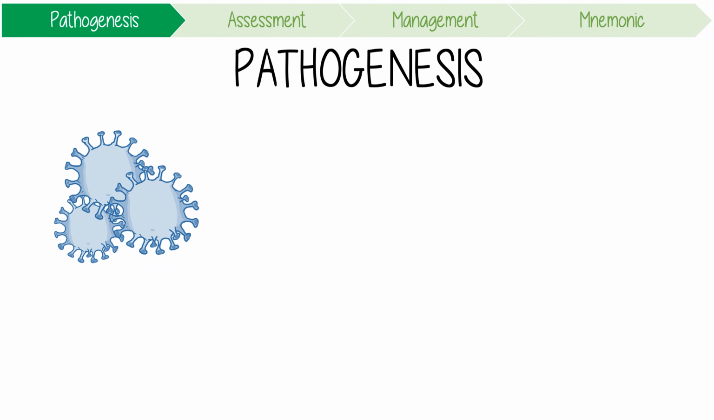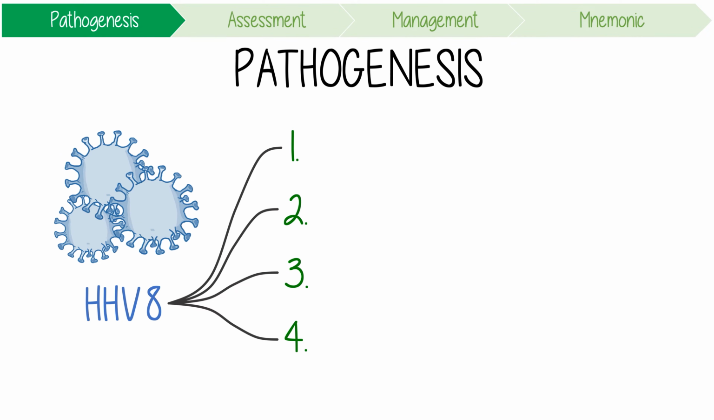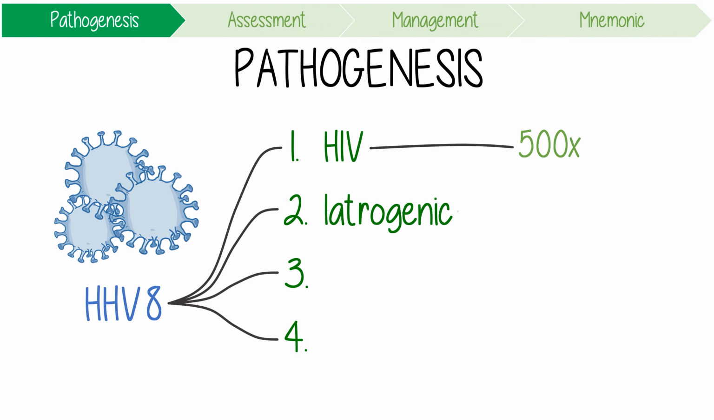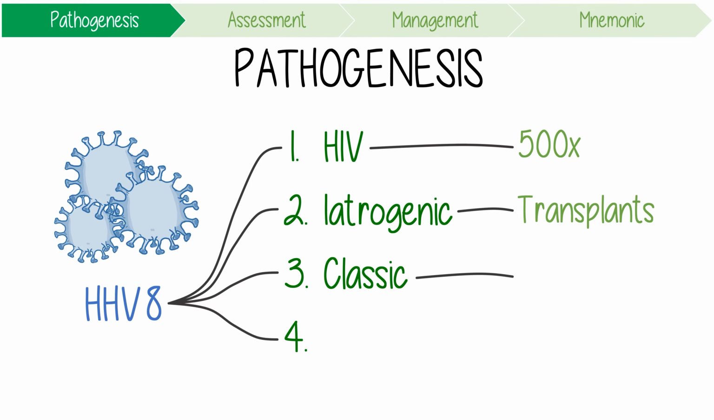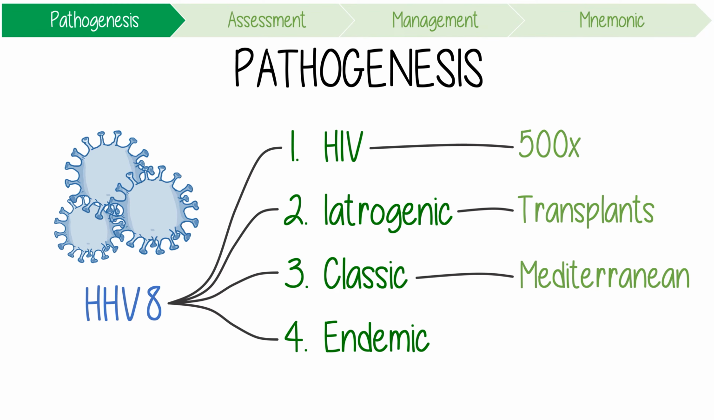Although KS is always caused by human herpes virus 8, there are actually 4 main clinical forms of this disease. Firstly, HIV-associated Kaposi sarcoma. Unfortunately, people infected with HIV are approximately 500 times more likely to have the disease. There's also an iatrogenic version as a result of drug treatment causing immunosuppression, often associated with transplants. A classic type, which is rare and indolent, typically affecting men with diabetes in the Mediterranean. Finally, there's an endemic variant observed in sub-Saharan Africa, which is actually more aggressive and presents earlier.